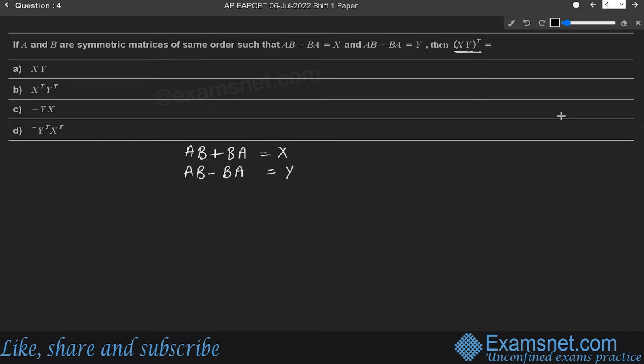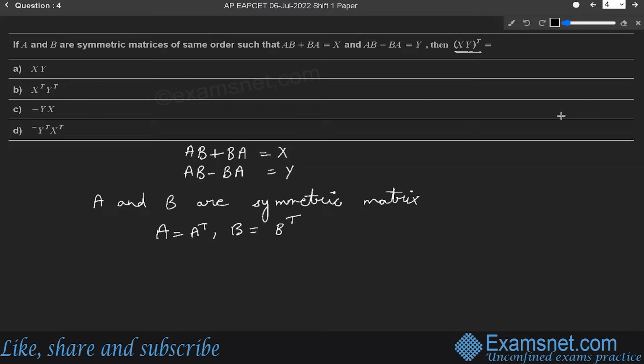We know that it is given that A and B are symmetric matrices. If they are symmetric, it means that A is equal to A transpose and B is equal to B transpose. So let us find X transpose. X transpose will be equal to (AB) transpose plus (BA) transpose.